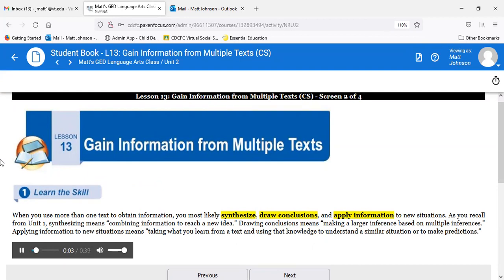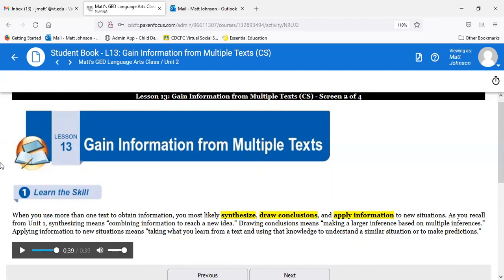When you use more than one text to obtain information, you most likely synthesize, draw conclusions, and apply information to new situations. As you recall from Unit 1, synthesizing means combining information to reach a new idea. Drawing conclusions means making a larger inference based on multiple inferences. Applying information to new situations means taking what you learn from a text and using that knowledge to understand a similar situation or to make predictions.